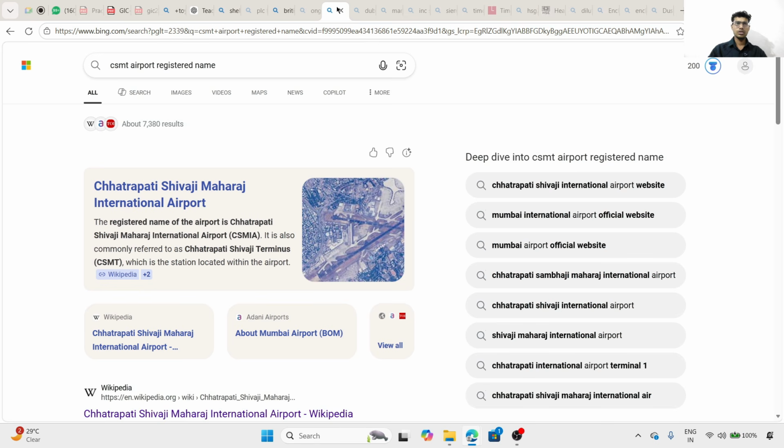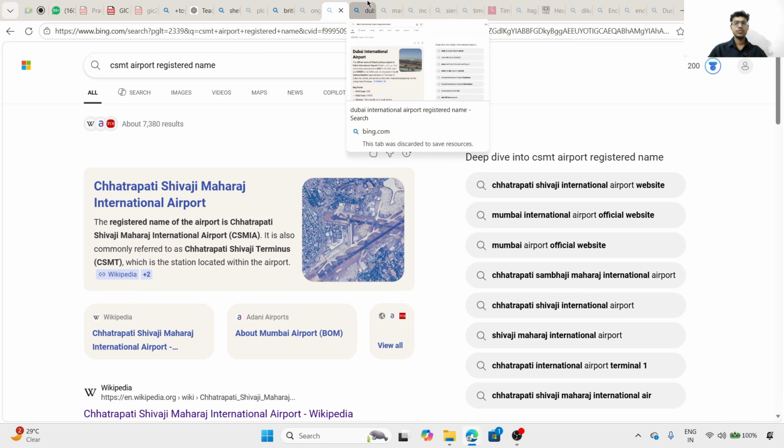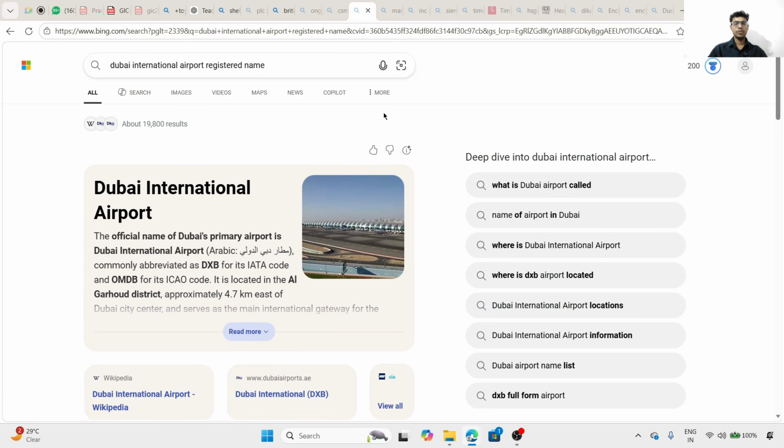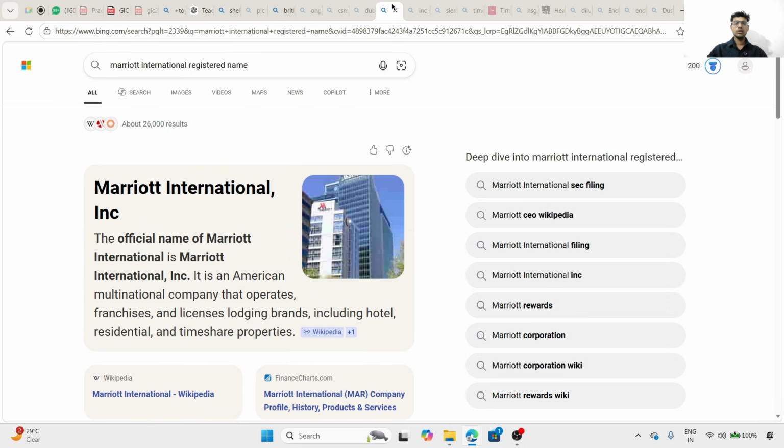Then in sectors it could include the airports also, the aviation sector. So you have the CSM International Airport, that is Chhatrapati Shivaji Maharaj International Airport. That is also one example. You have the Dubai International Airport. So see, there is a tremendous number of sectors available, various fields are there, so you can choose. Then you have Marriott International INC. The official name is mainly called Marriott International, but here you can see INC is there. So that is the official name.